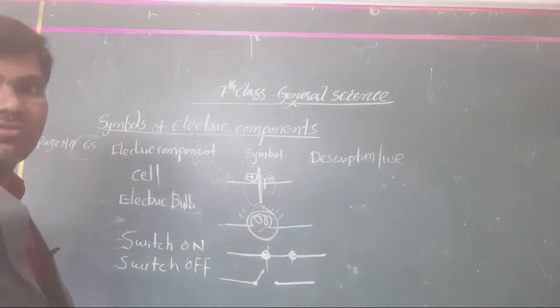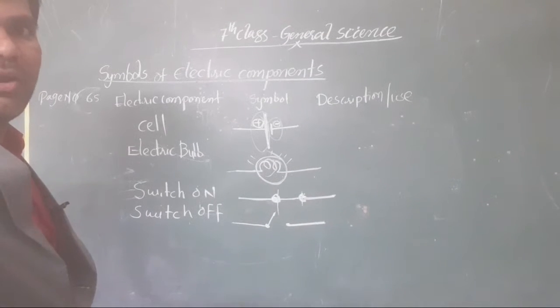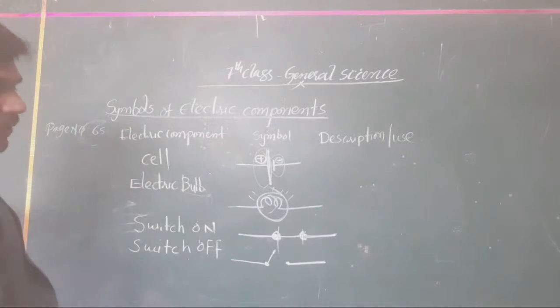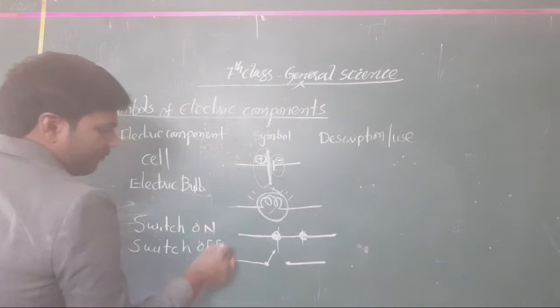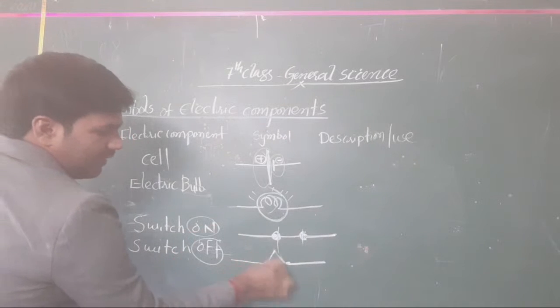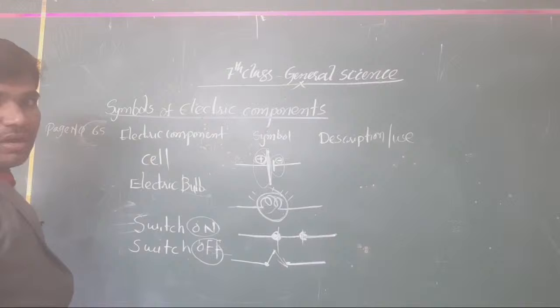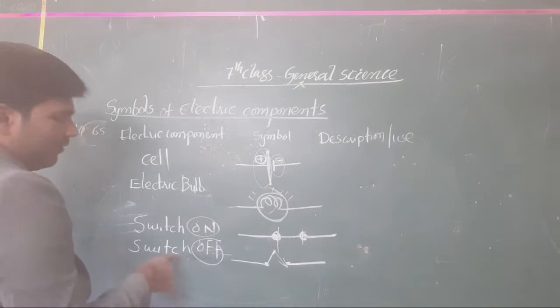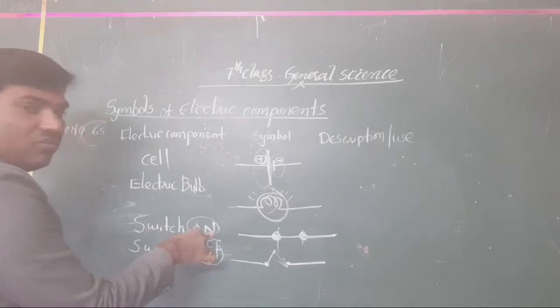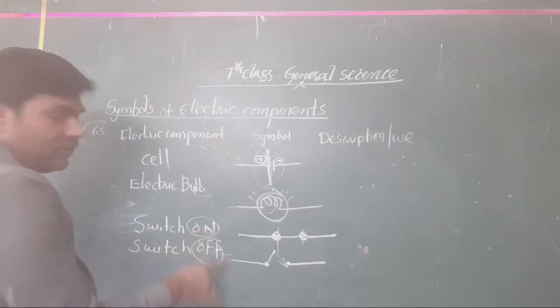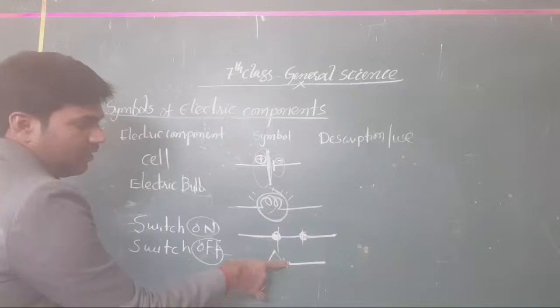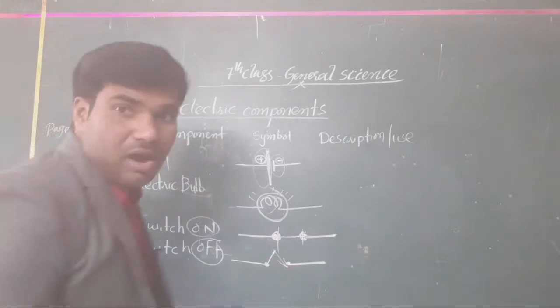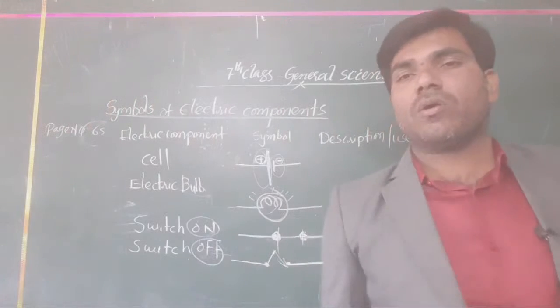Okay, clear or not, all the students? This point is open to this particular point. Yes, this is called the off condition. When this is connected to this point, it is called the on condition. I hope you got it. It is a switch off. It is a switch on. When it is connected to this particular point, it is called switch off and switch on. Okay, got it or not?